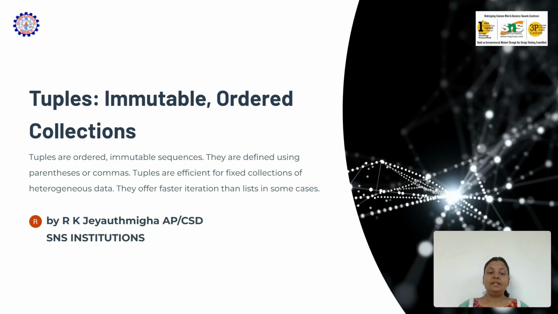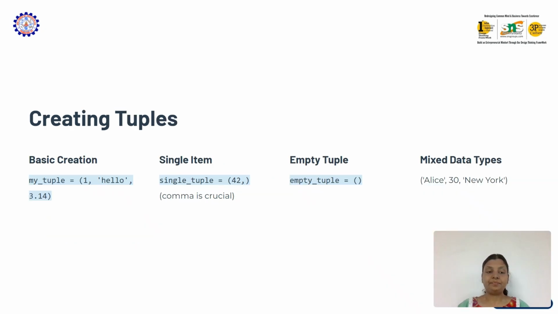Tuples are ordered immutable sequences. They are defined using parentheses or commas. Tuples are efficient for fixed collections of heterogeneous data. They offer faster iteration than lists in some cases.